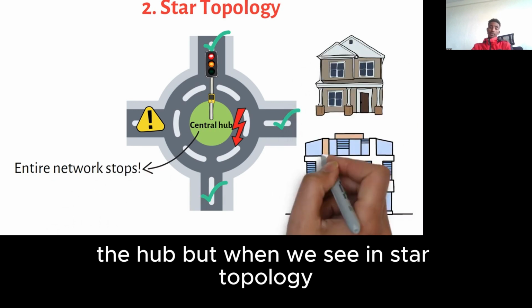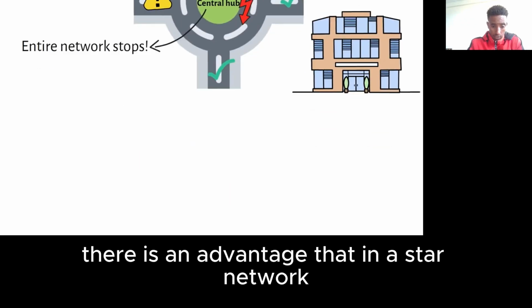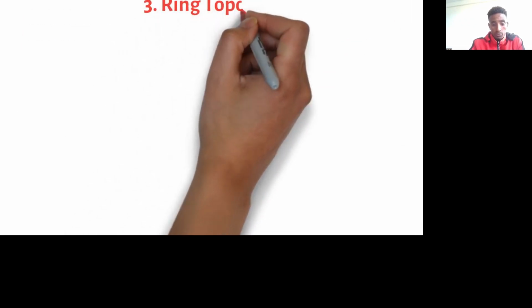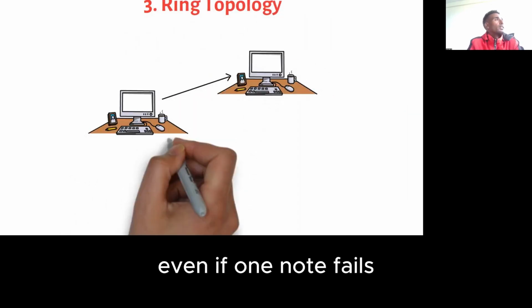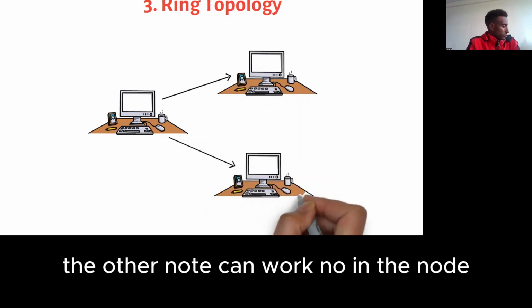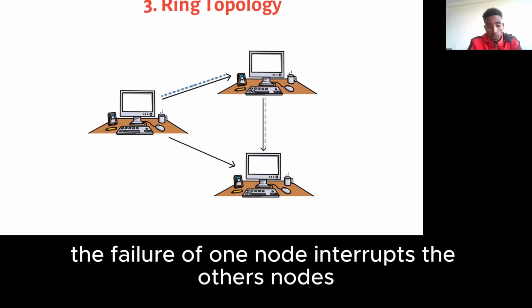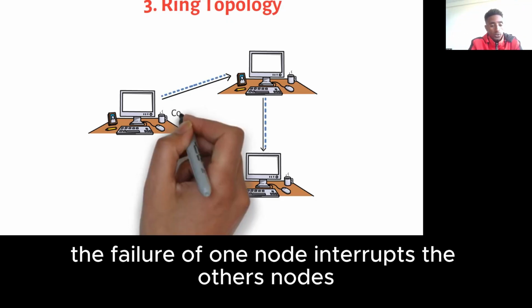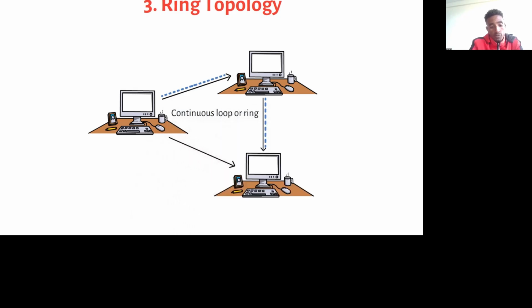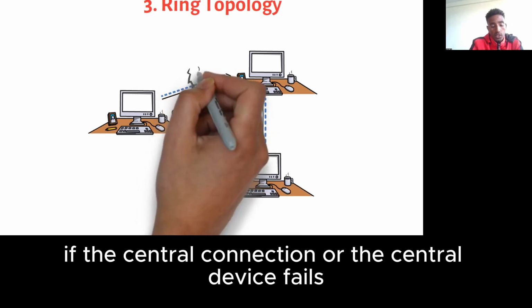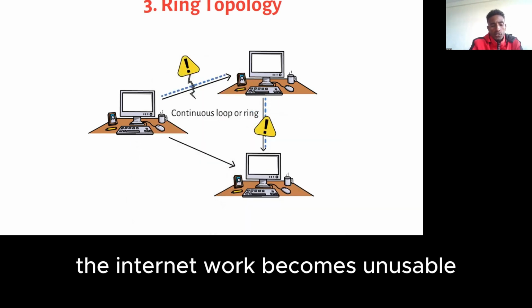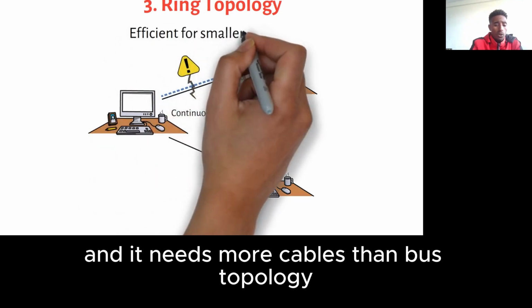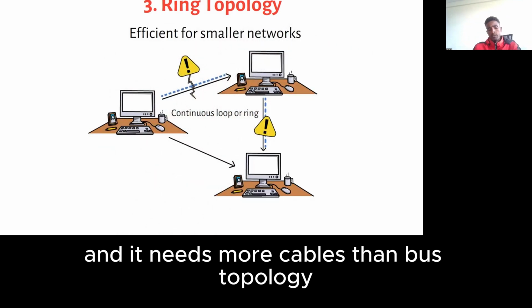When we see star topology, there is an advantage: in a star network, one malfunctioning node does not affect the rest of the network. Even if one node fails, the other nodes can work. In the disadvantage, if the central connection or central device fails, the entire network becomes unusable, and it needs more cables than bus topology.